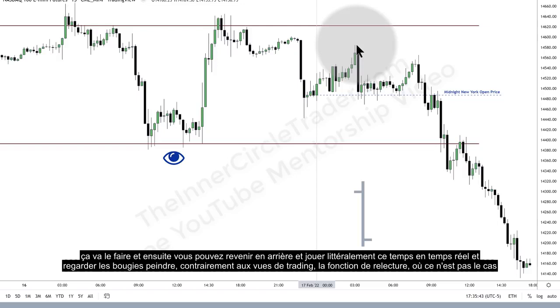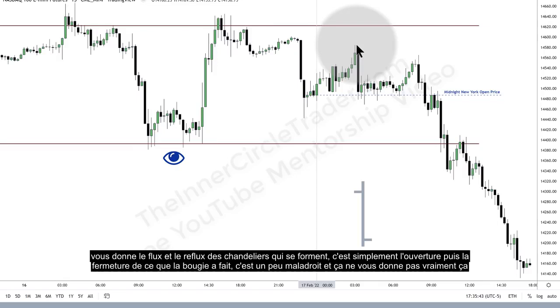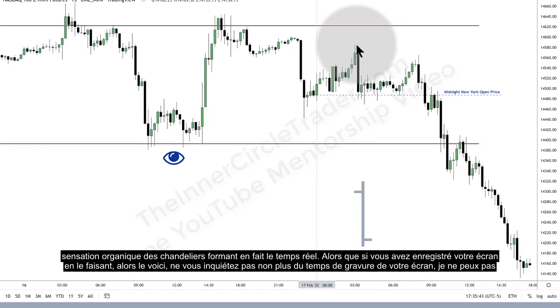Unlike TradingView's replay function, where it doesn't give you the ebb and flow of the candlesticks forming. It's just basically the opening and then a closing of what the candle did. It's kind of clunky and wooden. It doesn't really give you that organic feel of the candlesticks actually forming in real time. Whereas if you recorded your screen doing it, then there it is.